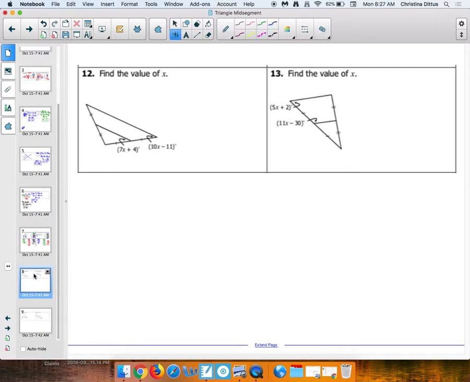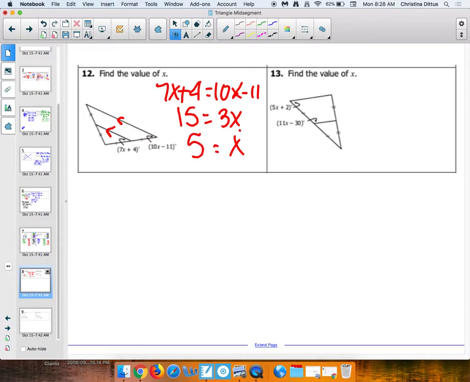Number 12, I got angle 7x plus 4 and 10x minus 11. What do I know about those angles? They're corresponding, so they are the same. I got my parallel line, so 7x plus 4 equals 10x minus 11. Minus 7x, I get 3x. Add 11, I get 15, so x is 5.